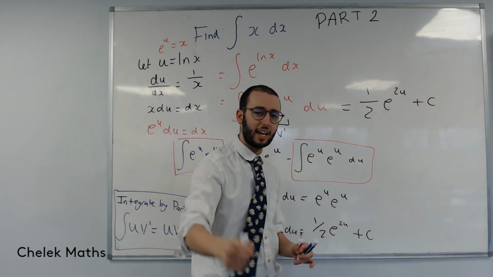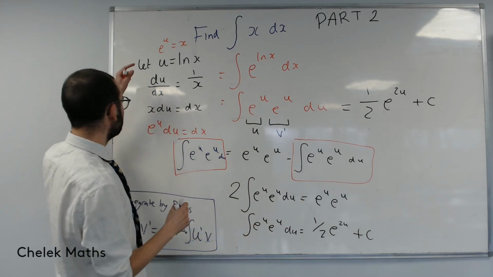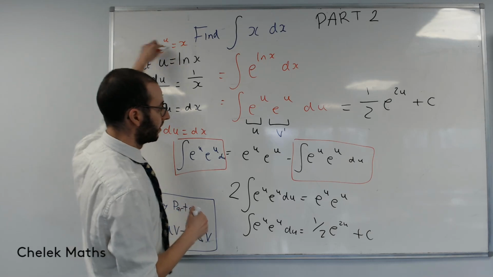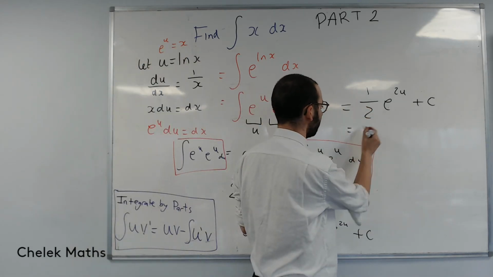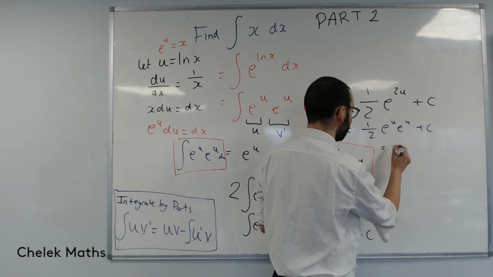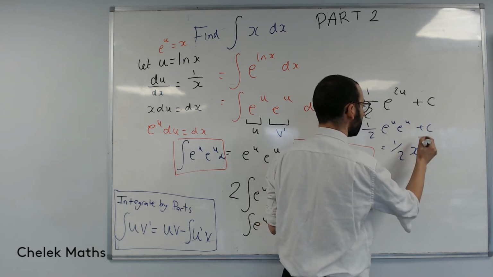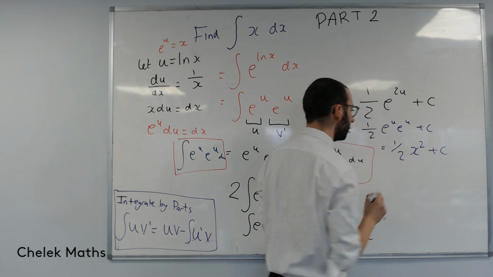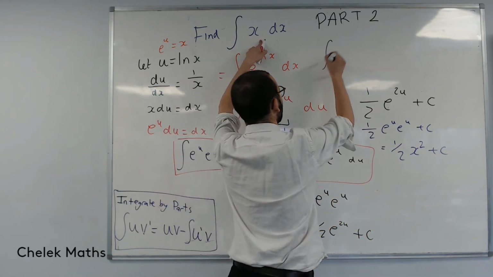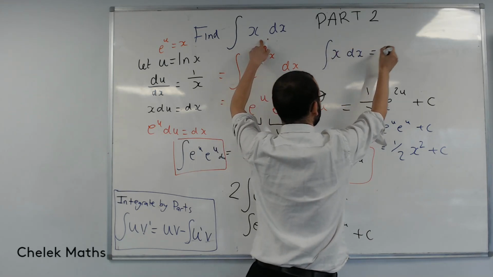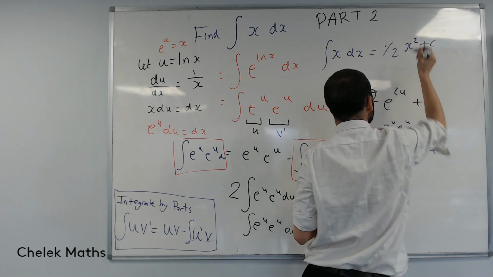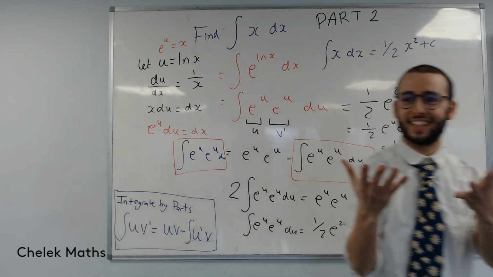But I'm not finished yet, because what's u? Well, actually, I know e to the u is just x. So I can sub that back in here. This is the same as a half e to the 2u plus c, which is the same as a half of x squared plus c. So, obviously, the integration, well, not obviously at all, but the integration of x dx equals a half x squared plus c. Yes.